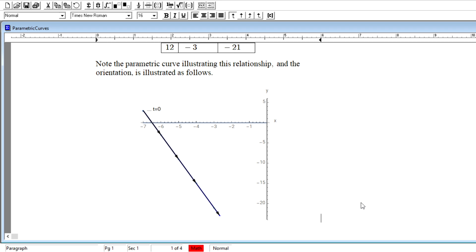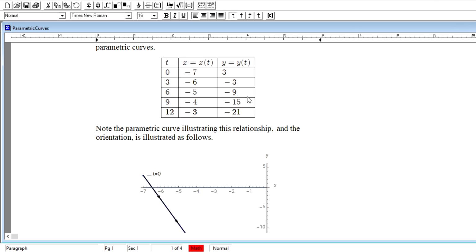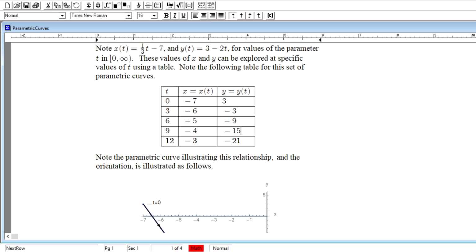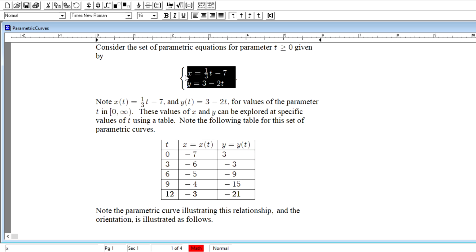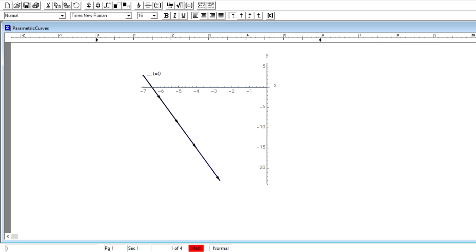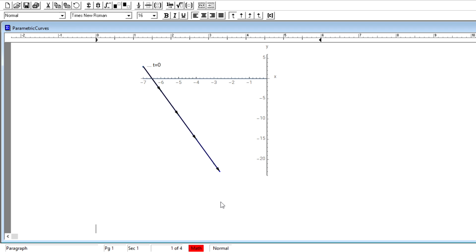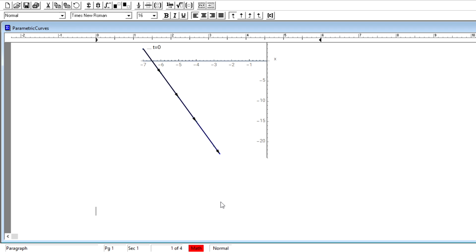Right? This graph illustrates the parametric curve, or in this case, the parametric line for this given set of parametric equations, where we are interested in the behavior for x and y for values of the parameter greater than or equal to 0, starting at 0 and heading up towards infinity. All right? Now, let's bring a note into play here.